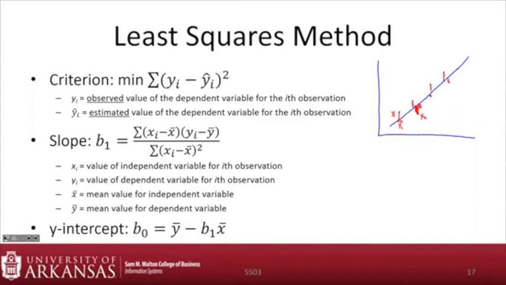Mathematically, we're taking our observed value and our estimated value. It's estimated, it has a hat on top of it. We're subtracting the difference, squaring that difference, adding it all up, and we're trying to find the line that gives us the smallest value. That's our big goal for the least squares method.